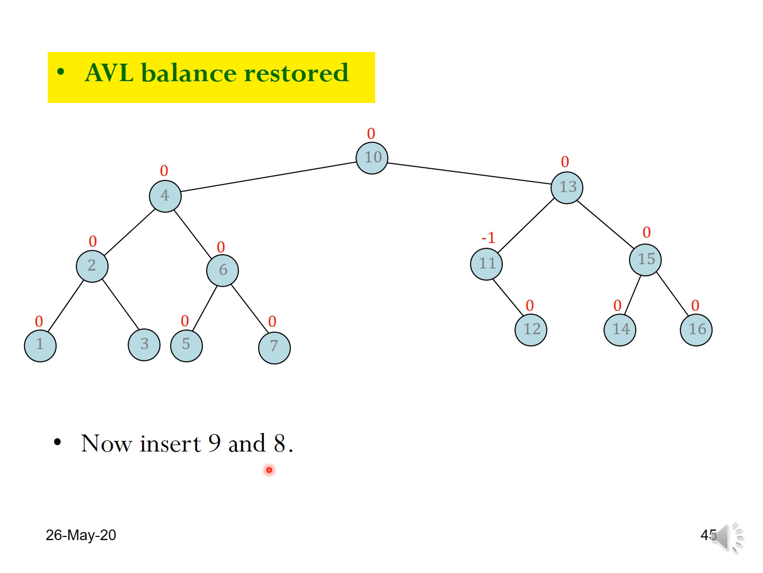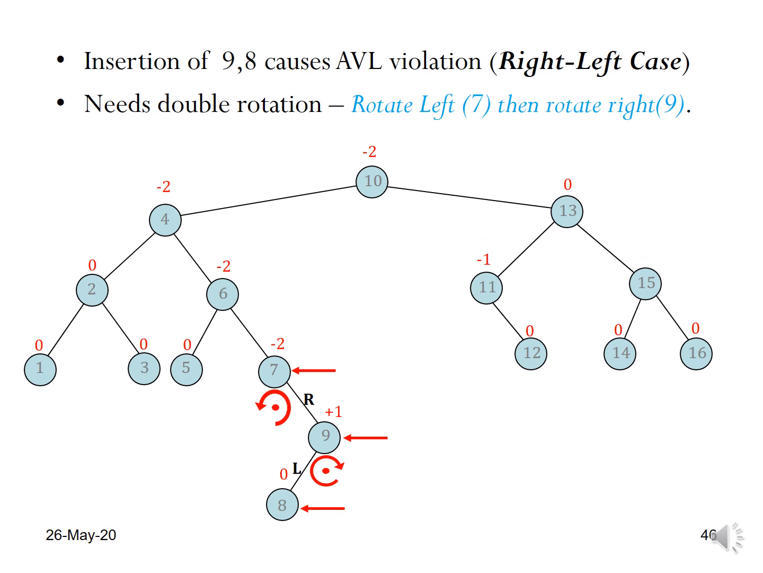9 and 8. Because 9 is greater than this 7 and less than this 10, and 8 is also greater than 7, so this 8 will come here, 7 8, and then the 9, like this, in this manner. So after inserting 8 and 9, we will again calculate the balance factor of all the nodes.